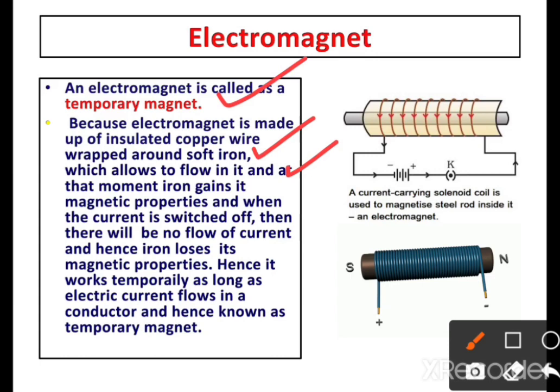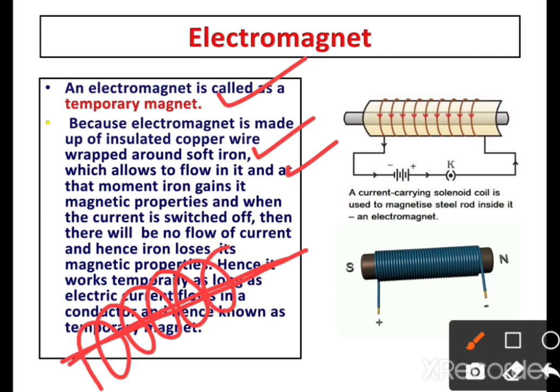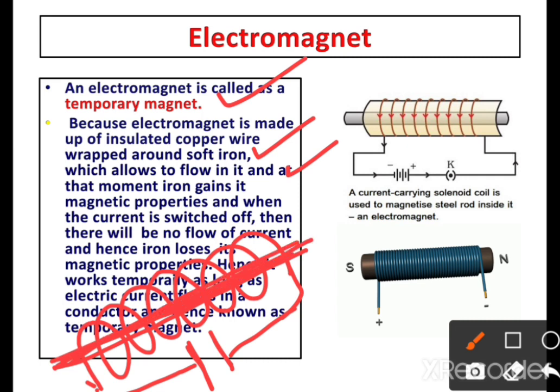So you take one soft iron and also take a conductor, wrap the conductor wire around the soft iron, then give current to this wire. When the current is flowing in the number of turns, it behaves as a solenoid, and inside of this we kept the soft iron. So this soft iron gains the magnetic field from the solenoid and changes into a magnet.